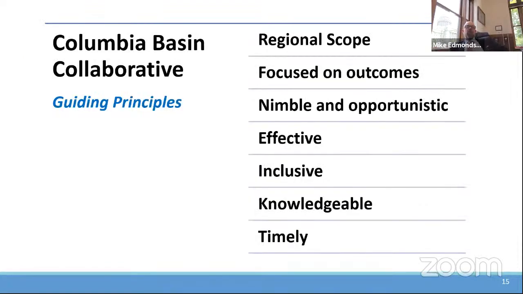These are our guiding principles. We strive to be regional in scope, be focused on outcomes, to remain nimble and always opportunistic. We must be effective. We will always ensure to remain inclusive. We strive to be knowledgeable and increase the knowledge of those around us and across the region. We must be timely.